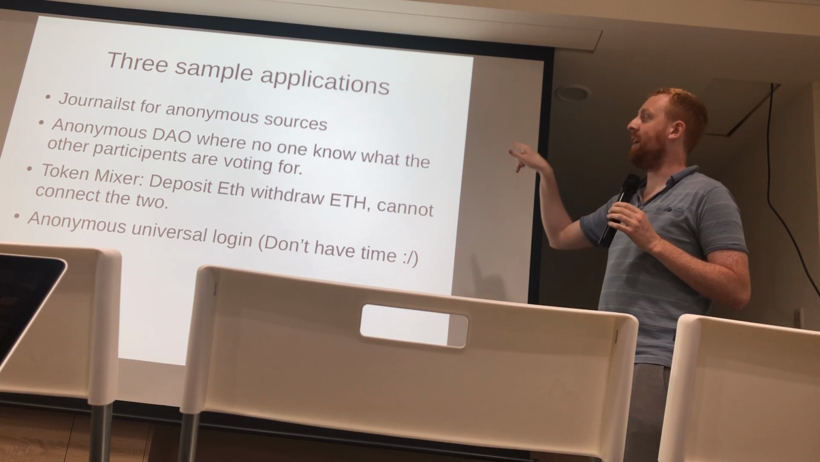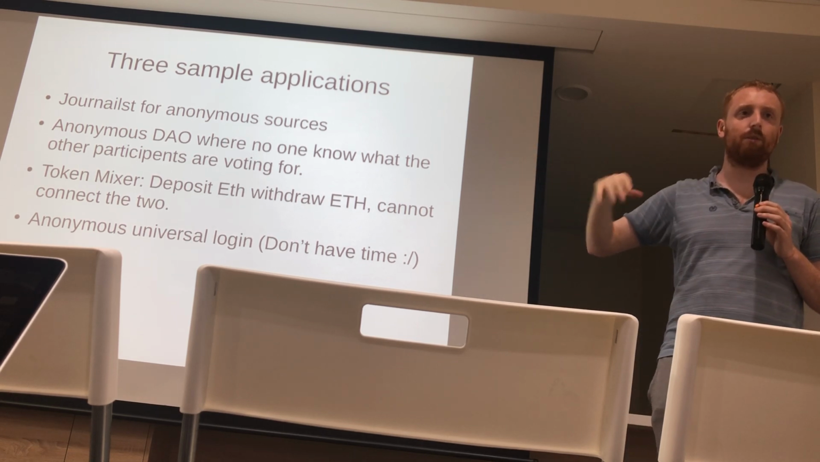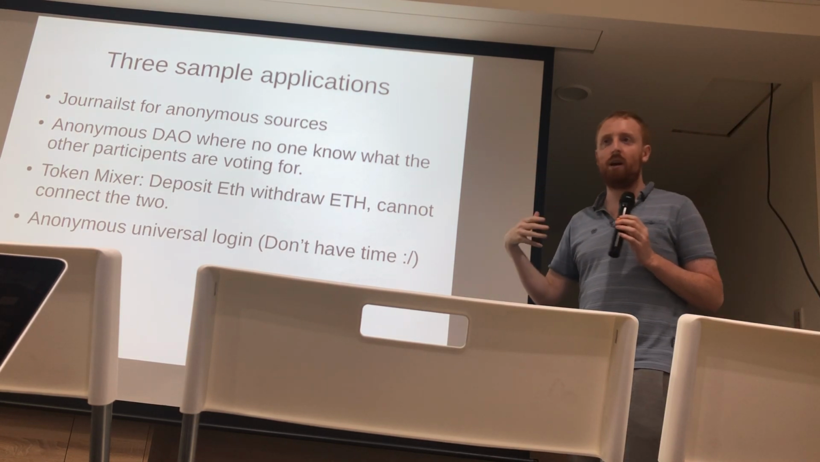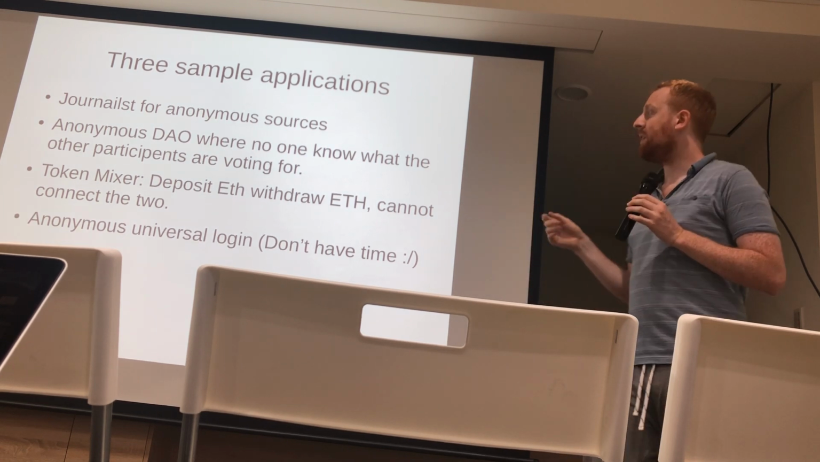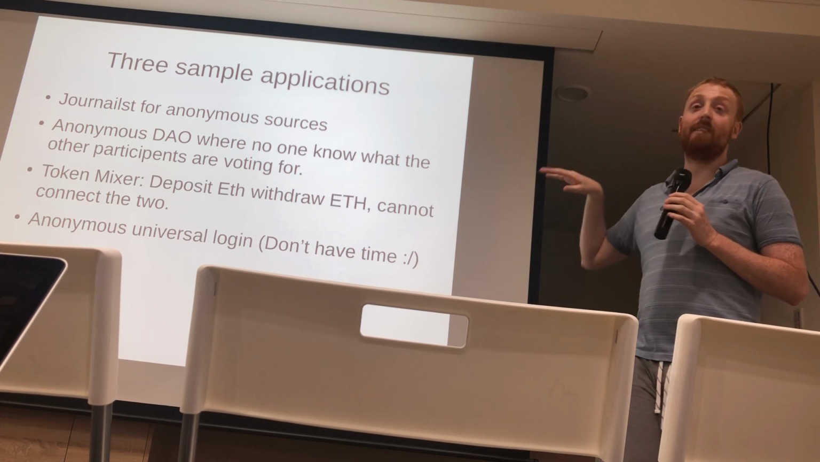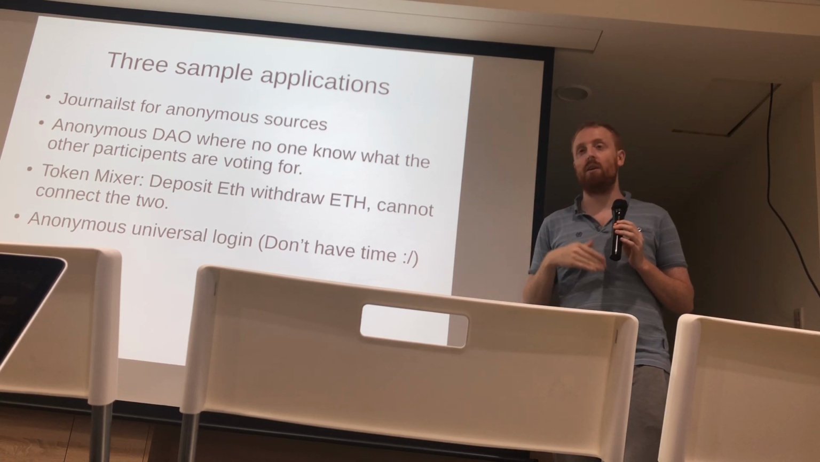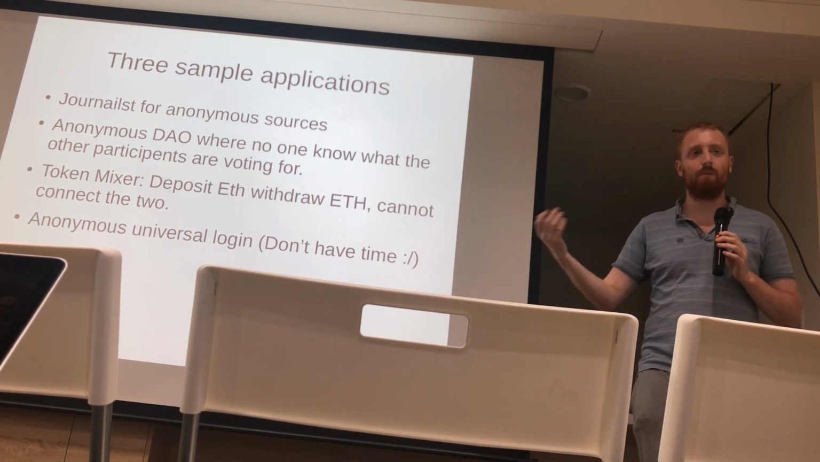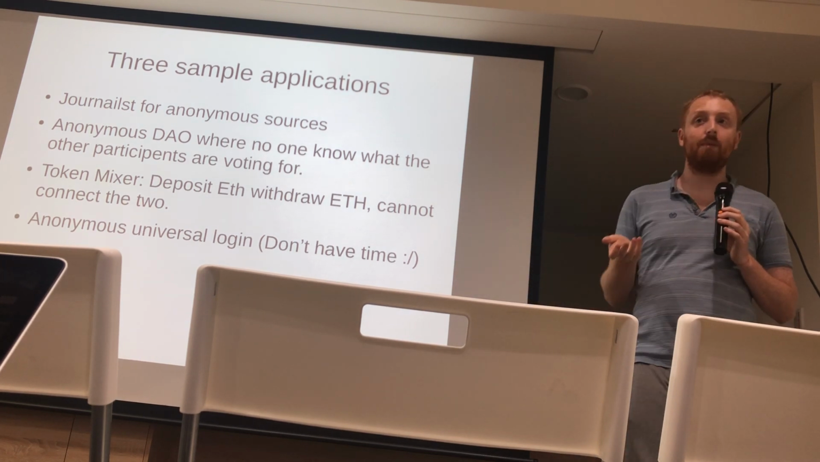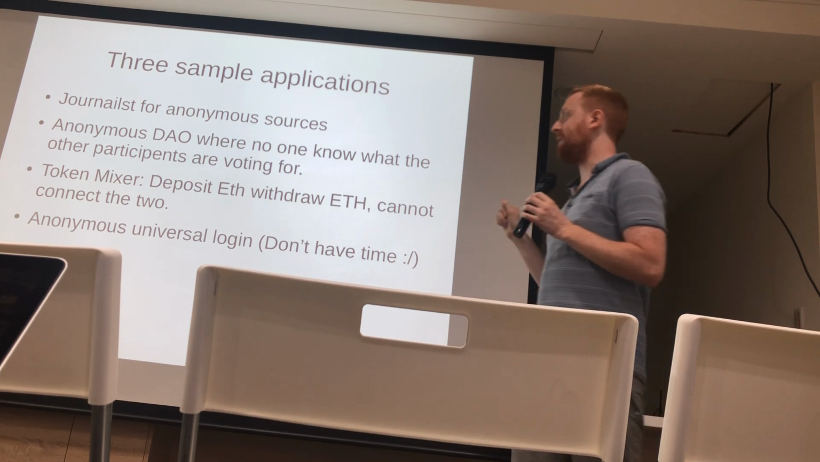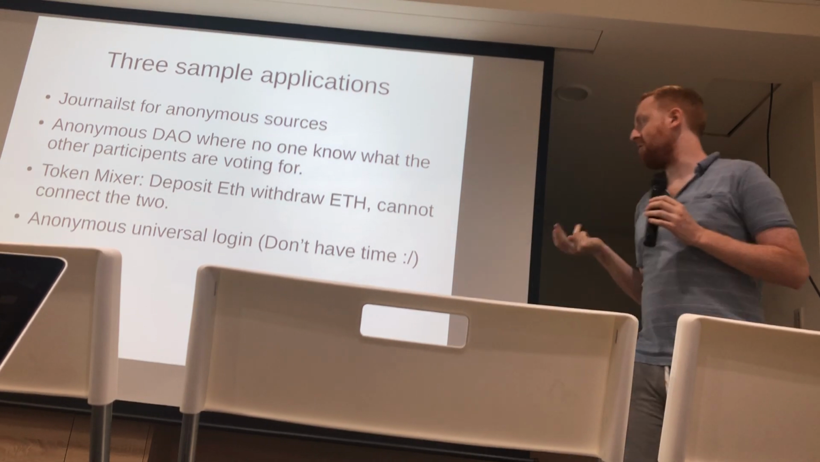The first one is a journalist who has a bunch of sources, and the sources want to be able to talk anonymously to the journalist. The second one is an anonymous DAO, where you have a DAO that's able to make some decisions about something, how money gets spent or something like that, and we want to be able to do this anonymously. And the third one is a basic Ethereum mixer.